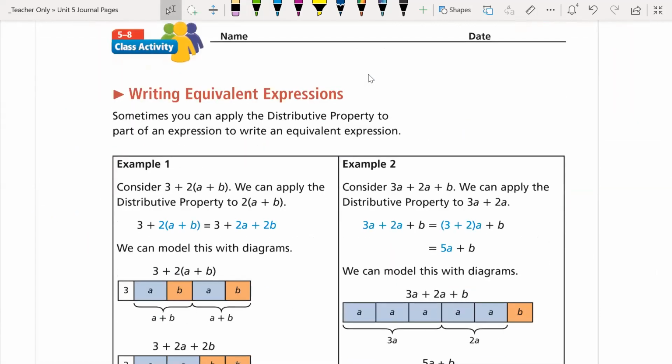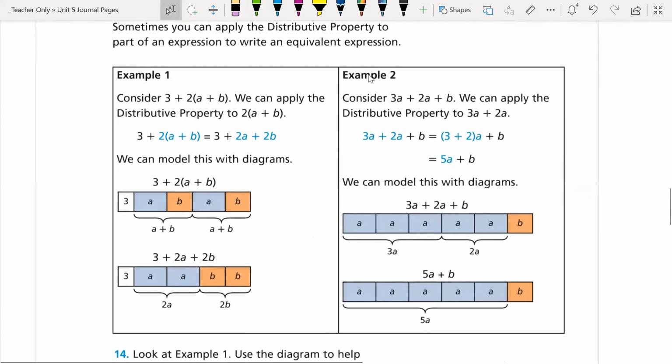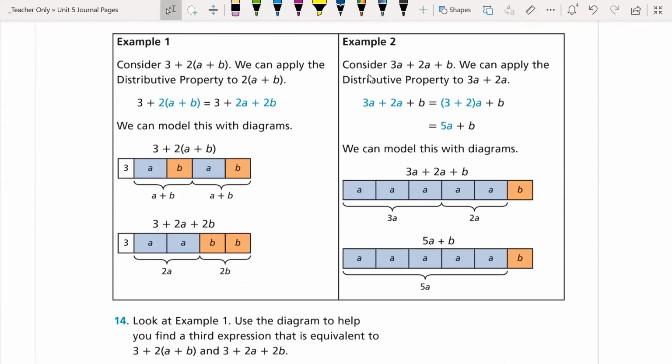Moving on. So sometimes you can apply the distributive property to part of an expression to write an equivalent expression. So for example, in example 1, we have 3 plus 2 times a plus b, which is equal to 3 plus 2a plus 2b. And we can model that with the model down below, where it says 3 plus a plus b, a plus b, right? So 3 plus a plus a plus b plus b.